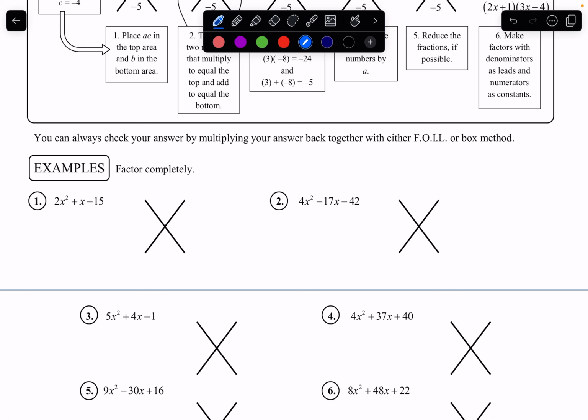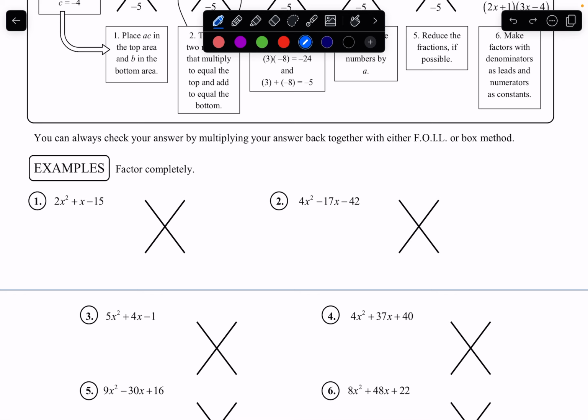So in example number 1, I've got this 2 out in front of the x squared. So the first thing I look for is, is there an option for me to factor out that 2 and get rid of it? This has a 2, this has a 1, this has a -15. Nothing goes into all 3 of those. So that 2x squared is stuck. That x squared can't go anywhere. It's stuck where it is.